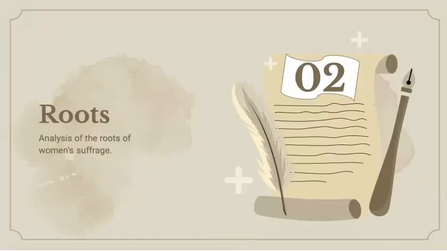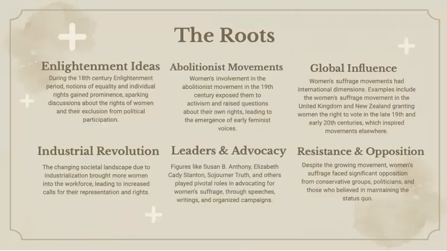Next is the roots, and it will include an analysis of the roots of women's suffrage. First is the Enlightenment ideas. During the 18th century Enlightenment period, notions of equality and individual rights gained prominence, sparking discussions about women's rights and their exclusion from political participation.